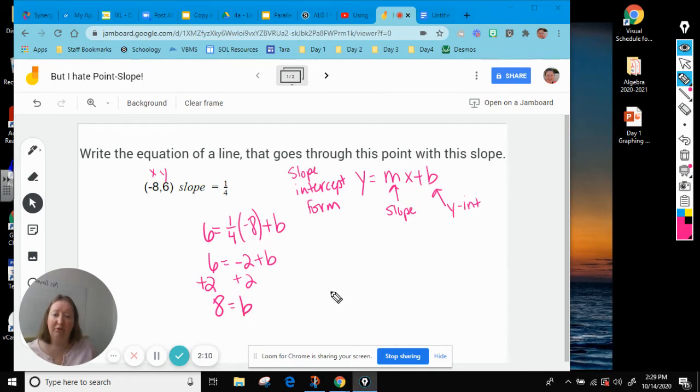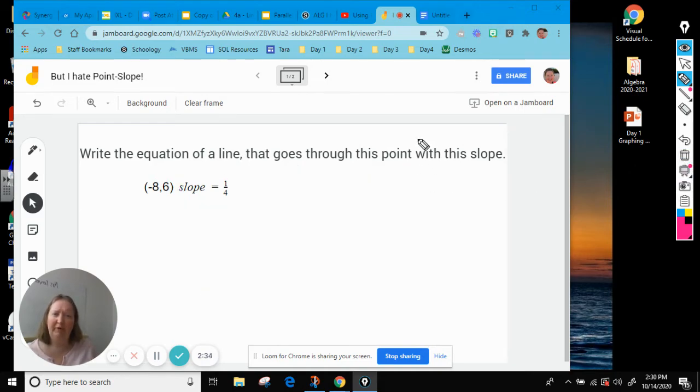Okay, so what do I do with that? Well, I take this part, and I take this part, which of course that's an m, and now I can write the equation. Y is equal to 1/4 x plus 8. Okay, now what if you don't have the slope? What if they don't give you the slope?